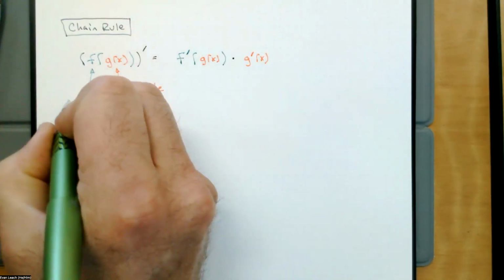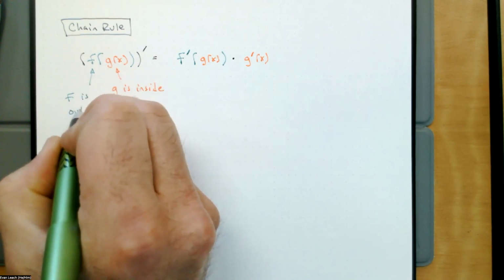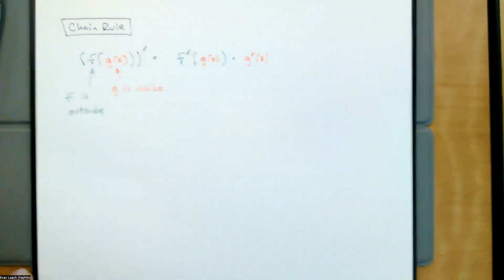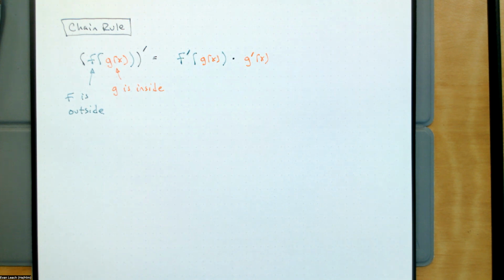And f is outside. Not a great description of the chain rule, but I have to admit it's effective, because it was like 1989 when I first encountered this, and I'm still stuck with the words. So I'm like, all derivative of the outside, leaving the inside alone, times the derivative of the inside. F prime of g of x times g prime of x.